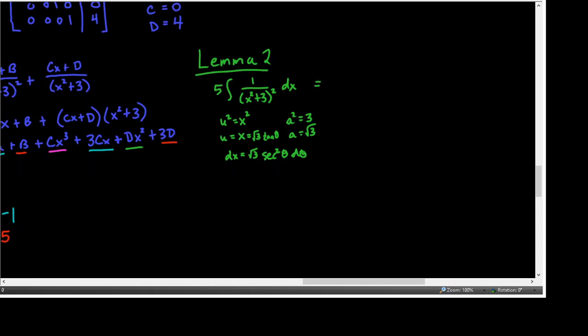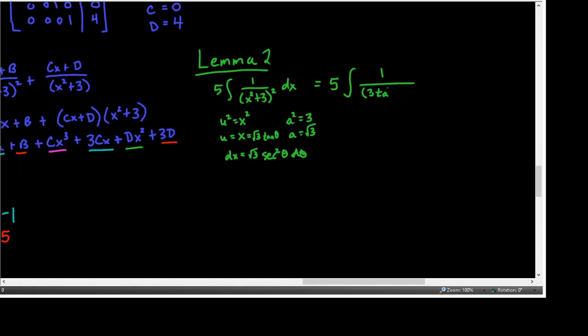Okay, so this is 5 times the integral of 1 over our x squared, since x is square root of 3 tangent of theta. The square of that will be 3 tangent squared theta.